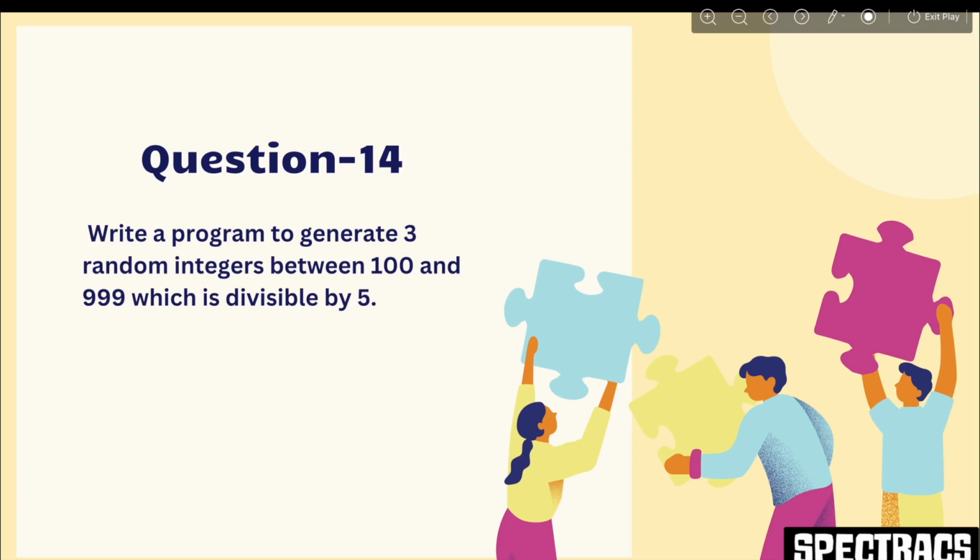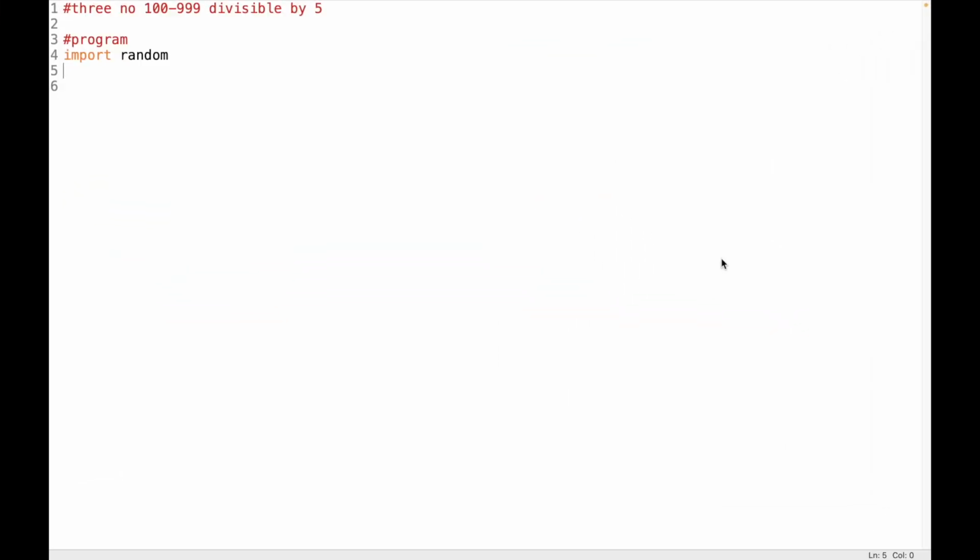Write a program to generate 3 random integers between 100 and 999 which are divisible by 5. So in this question they asked us to print any 3 numbers between 100 and 999 which are divisible by 5. First we are going to import the module, which is import random. Then we keep count equal to 1 because we only need 3 of the values.